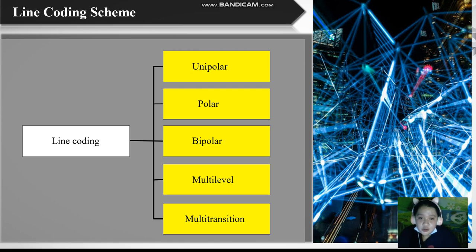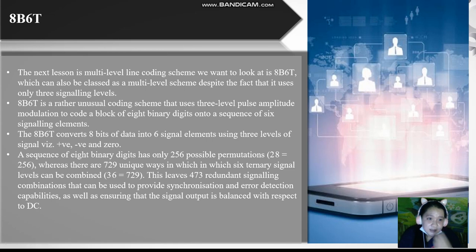So, we'll go to the multi-level, and one of the topics that I'm going to discuss here is the 8B6T. 8B6T is a multi-level line coding scheme. We want to look at the 8B6T, which can also be classed as a multi-level scheme despite the fact that it uses only three signaling levels. 8B6T is a rather unusual coding scheme that uses three-level pulse amplitude modulation to code a block of 8 binary digits into a sequence of 6 signaling elements.